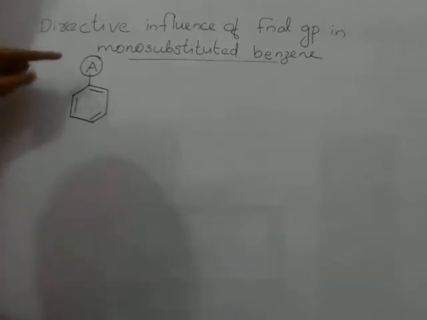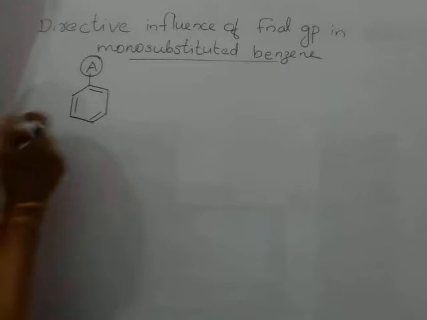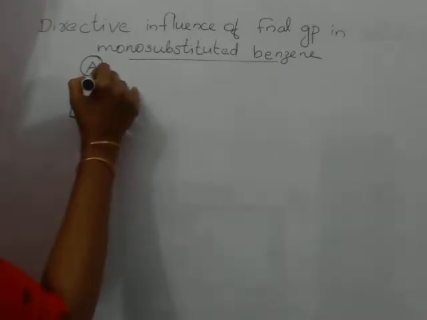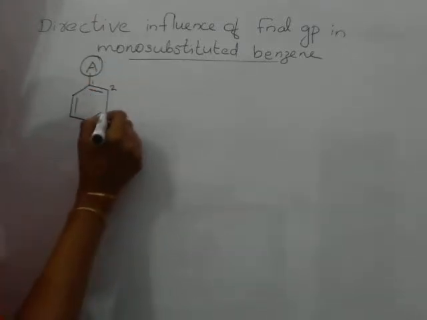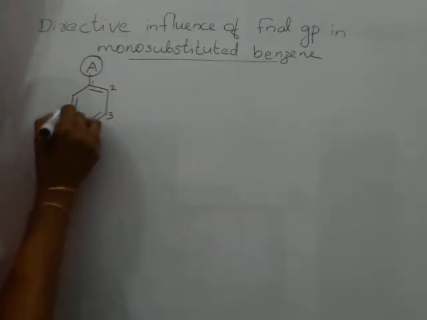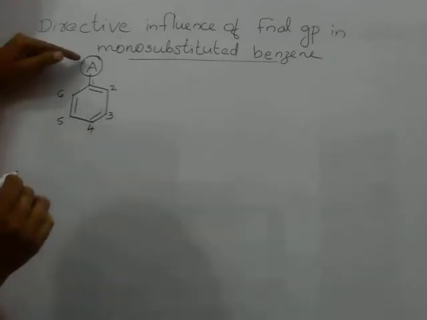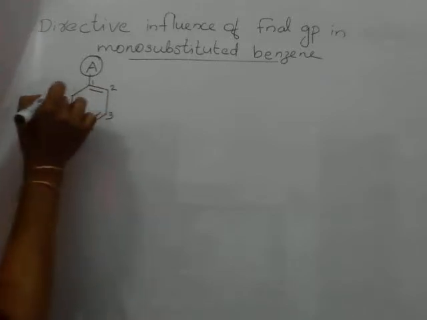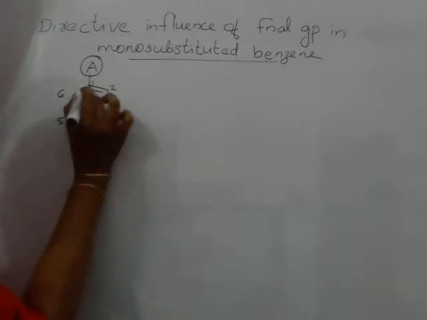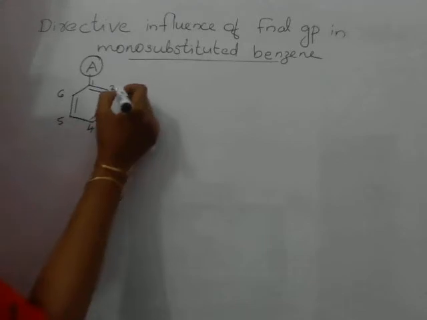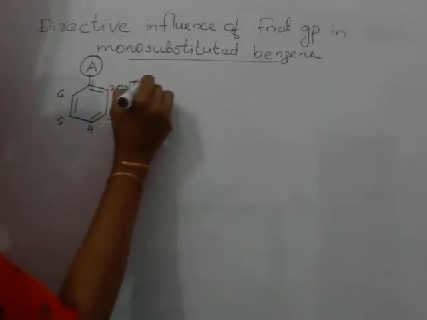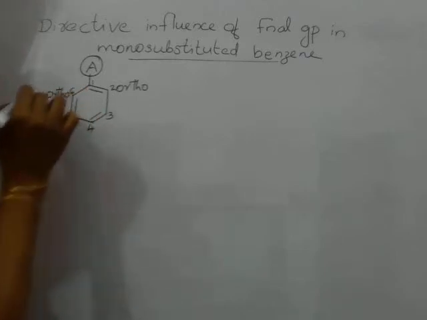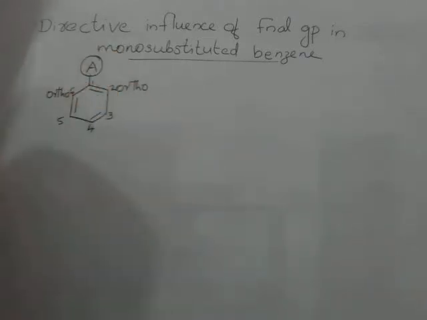We know with respect to this substituent, the adjacent positions in the benzene ring, that is, if this is carbon number 1, 2, 3, 4, 5, 6, with respect to the substituent which is present in the benzene ring, position 2 and position 6 are ortho to the substituent. So this position is ortho. This position, carbon number 6, is also ortho, that is the adjacent carbon atom to which the substituent is attached.